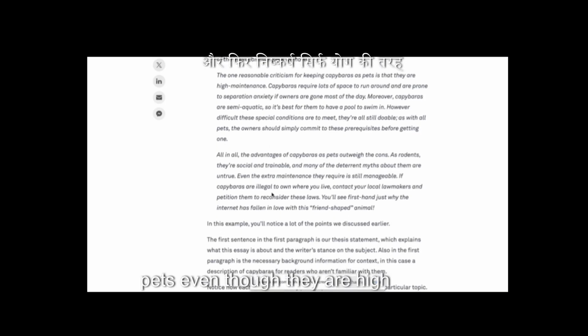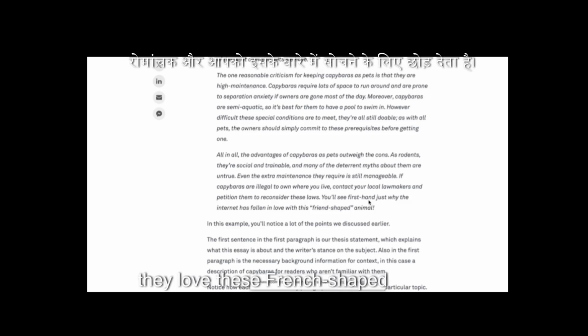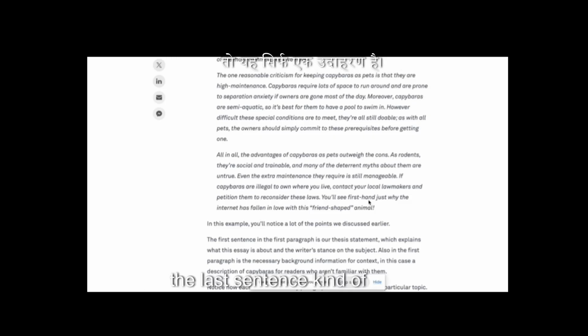And then the conclusion just kind of sums it up, gives the reasons again. It says the advantages of capybaras as pets outweigh the cons, and you'll see firsthand why they love these friend-shaped animals. Again, the last sentence kind of is exciting and leaves you thinking about that. So that's just an example. And I'm going to put this also in the description box.